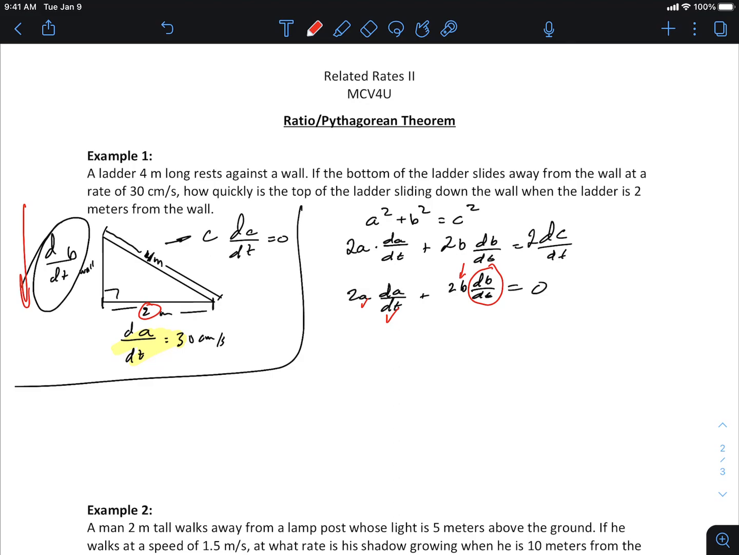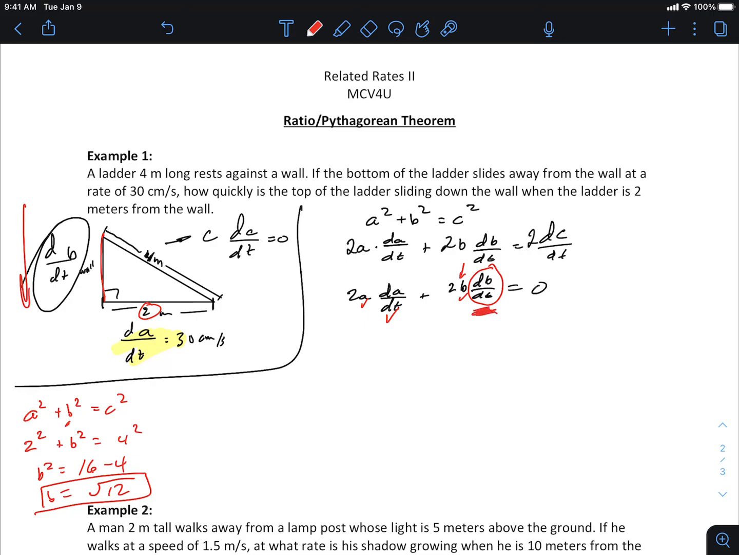Initially I was worried, but I'm not worried now because we can use Pythagorean theorem to find the length of b when the ladder is 2 meters from the base of the wall. We say 2 squared plus b squared has to equal 4 squared, so b squared is going to equal 16 minus 4, and b would equal the square root of 12, if I'm not mistaken. There you go, we know what b is equal to. We can plug that in there. Now let's do a little bit of isolation.